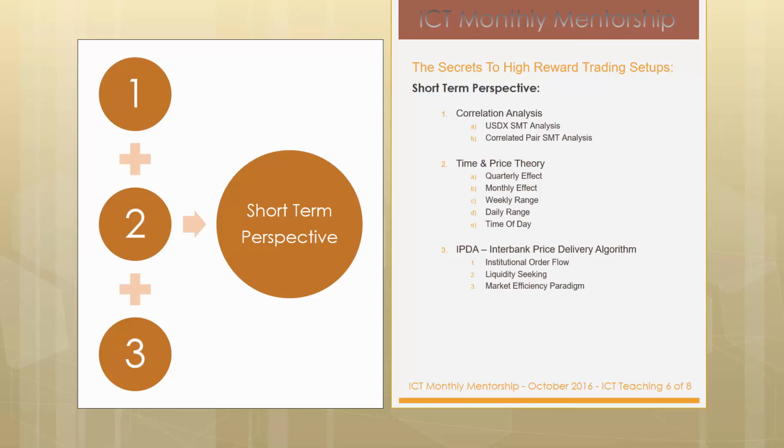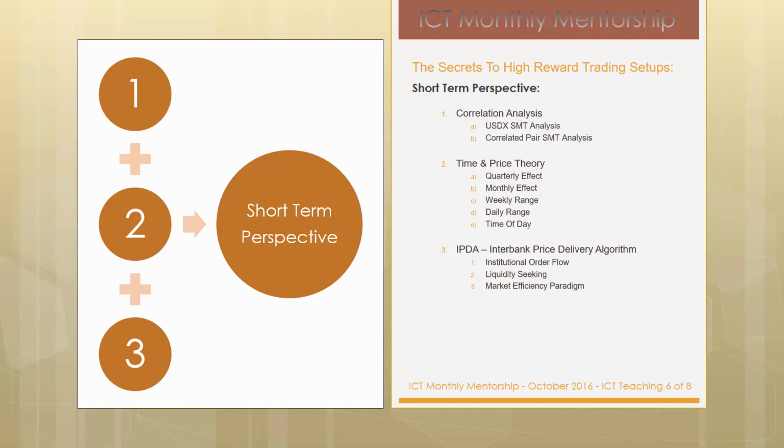Understanding what the quarterly effect is, what the monthly effect is, the weekly range, daily range, and time of day. Understanding what SMT divergence is and correlated SMT divergence. Understanding what that crack in correlation means for you as a trader. And then obviously understanding institutional order flow, where the stops are and why those stops would be necessarily up for grabs. Why would the market go there? That's what the market efficiency paradigm is.